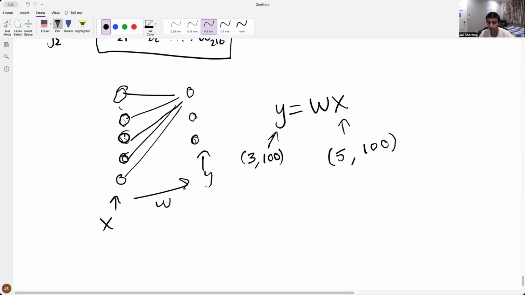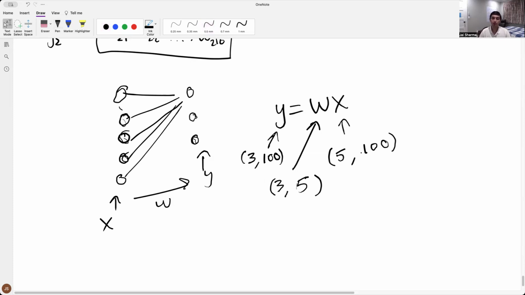That should be the output. So we want to find the shape of W. And just like before, this should be 3, comma, 3, comma 5, right? So this has to be the same as this, and then 3 is the same as that 3 over there, because when you multiply W by X, the resulting shape would be 3 by 100.